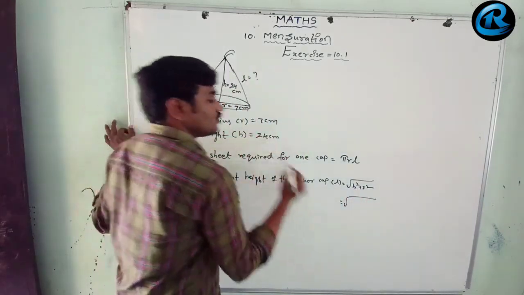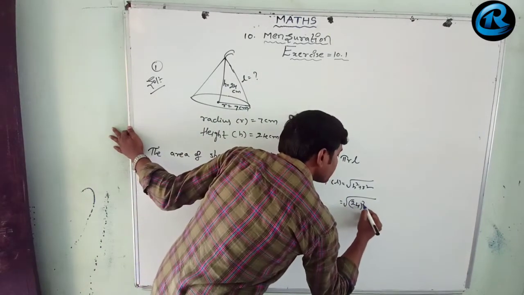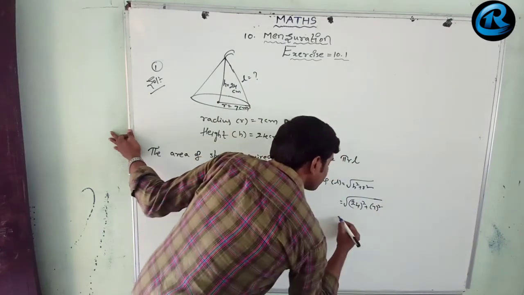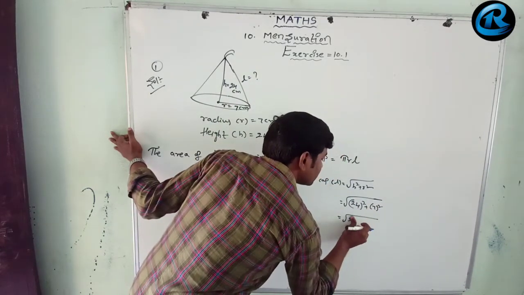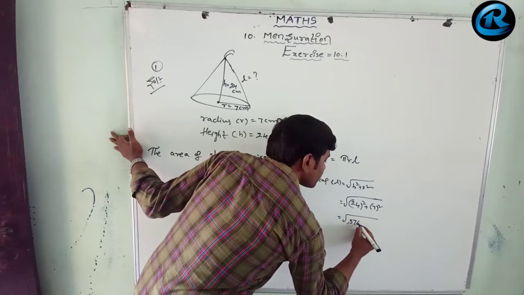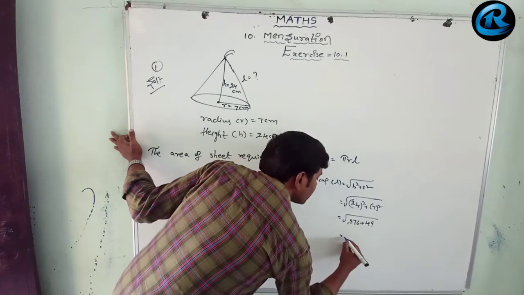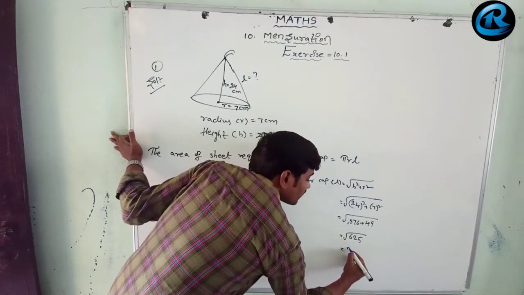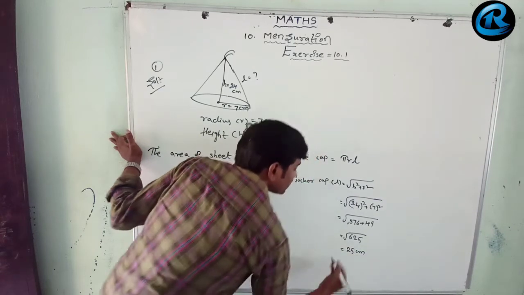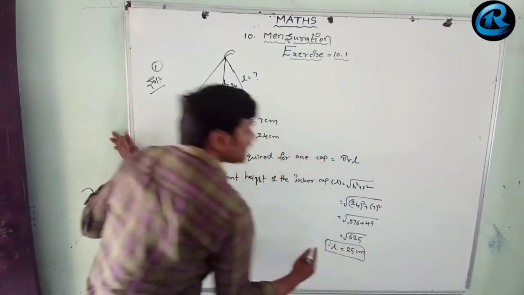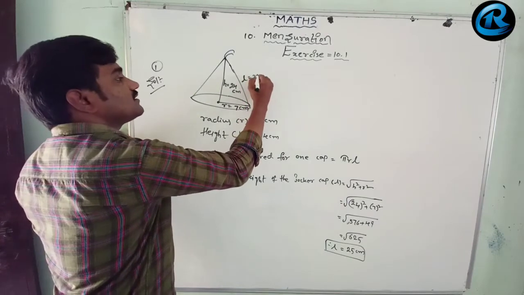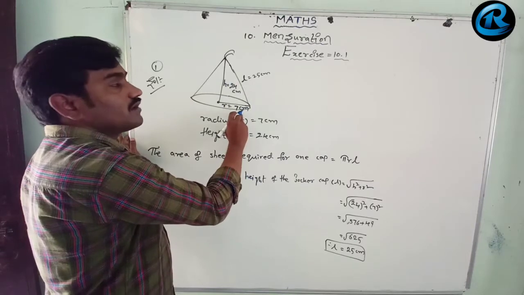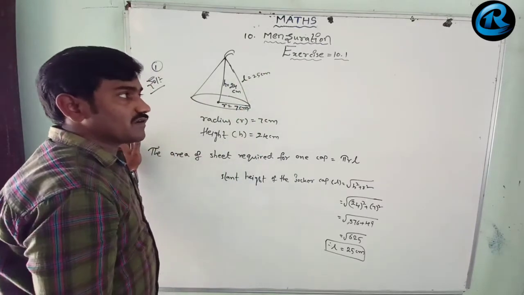That is under root of 24 square plus 7 square. 24 square is 576, plus 7 square, 49, equals under root of 625. Under root of 625 gives us 25 cm. That is the slant height. The slant height of the joker cap is 25 cm. Remember, 24 square plus 7 square gives 25 square. They are called Pythagorean triplets.